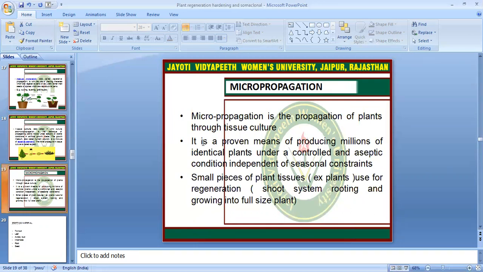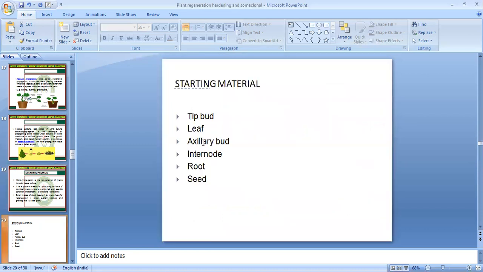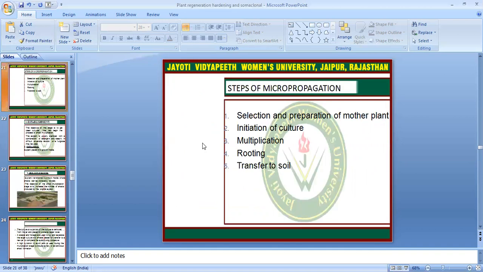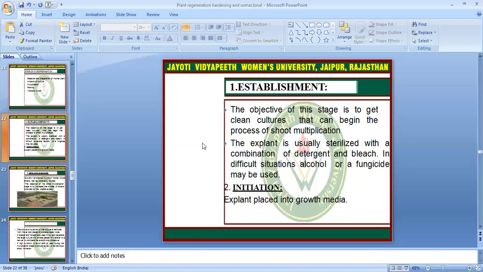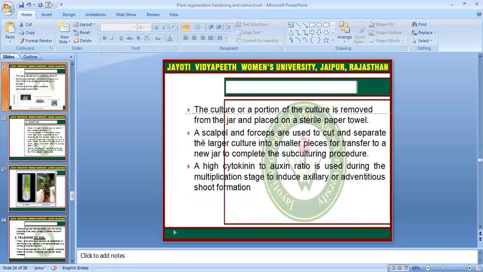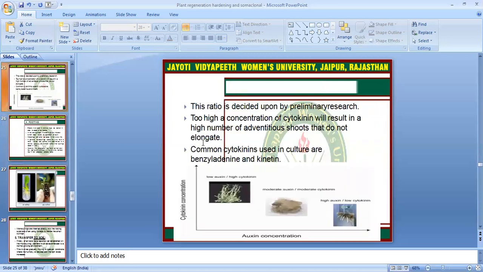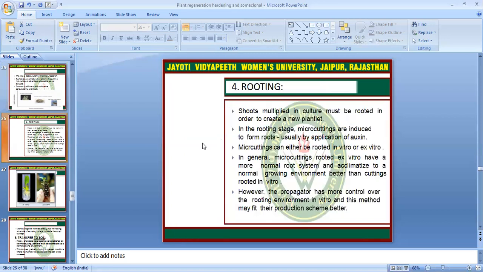It is a proven means of producing millions of identical plants under controlled and aseptic conditions, independent of seasonal constraints. These are the starting materials which can be used for the tissue culture process. And the steps to be followed in micropropagation are selection and preparation of mother plant, initiation of tissue culture, multiplication, rooting, and transfer to the soil. These are the detailed steps which I have told you in my previous slides.